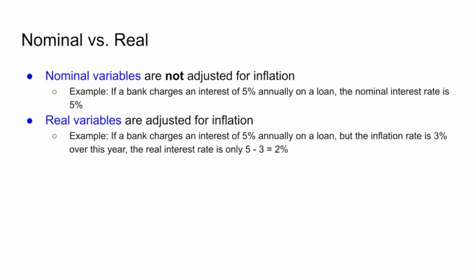So nominal variables are not adjusted for inflation, whereas real variables are. So for example, if a bank charges an interest rate of 5% annually on a loan, that would be their nominal interest rate. However, if the inflation rate is 3% over the year, then we would have to subtract it to get 2% as the real interest rate.